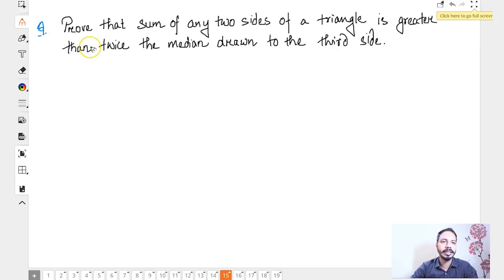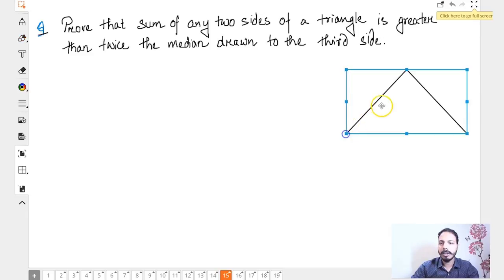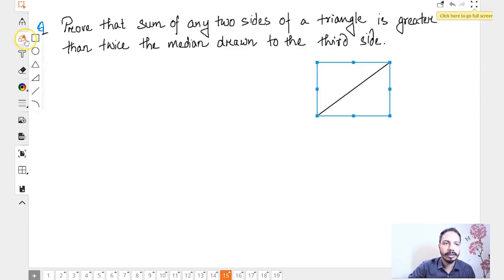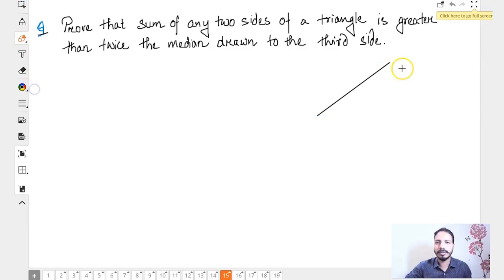So let's say this one. I have a few more problems with me, so let me discuss this one. This is more important. Prove that the sum of any two sides of a triangle is greater than twice the median drawn to the third side. That means if I have a triangle, let me not take an isosceles triangle, let me draw a triangle which is somewhat scalene.